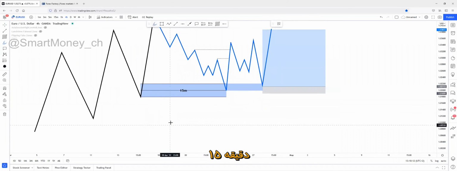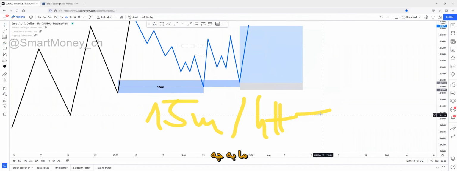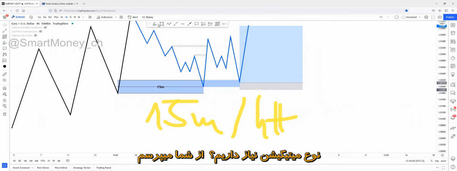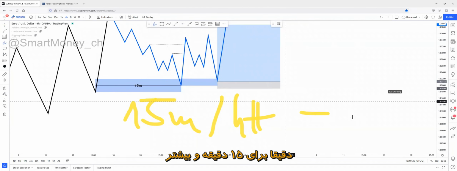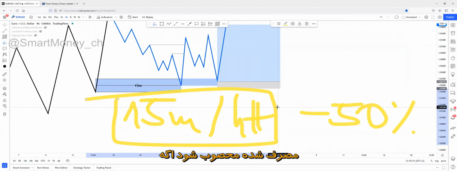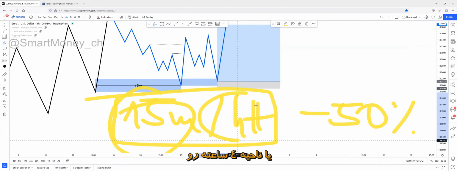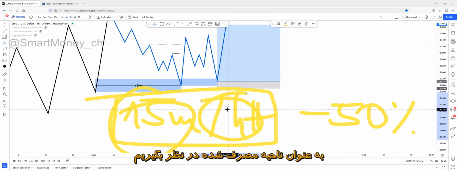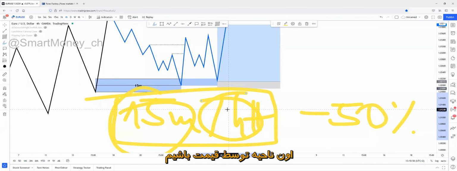So for a 50-minute zone slash a 4-hour zone, we need what kind of mitigation? I'm asking you. For a 50-minute slash 4-hour, exactly, 50% slash higher. So we need at least a 50% mitigation to count these zones as mitigated. If the 50% mitigation or deeper mitigation doesn't happen for these zones, then we can't really count those zones as mitigated zones. So we really need the 50% mitigation in order to count it as fully mitigated. If the 50% is not being mitigated, then it's not fully mitigated, then we can expect a deeper mitigation later.